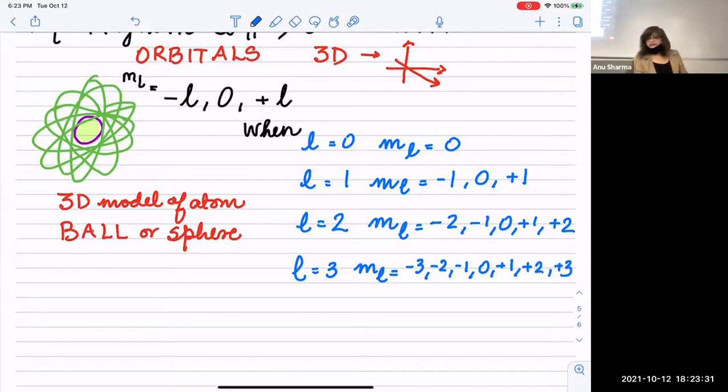Okay, so whatever the values of L are, you just have to put plus minus and then you have to put 0. Okay, and then the last one is the MS.